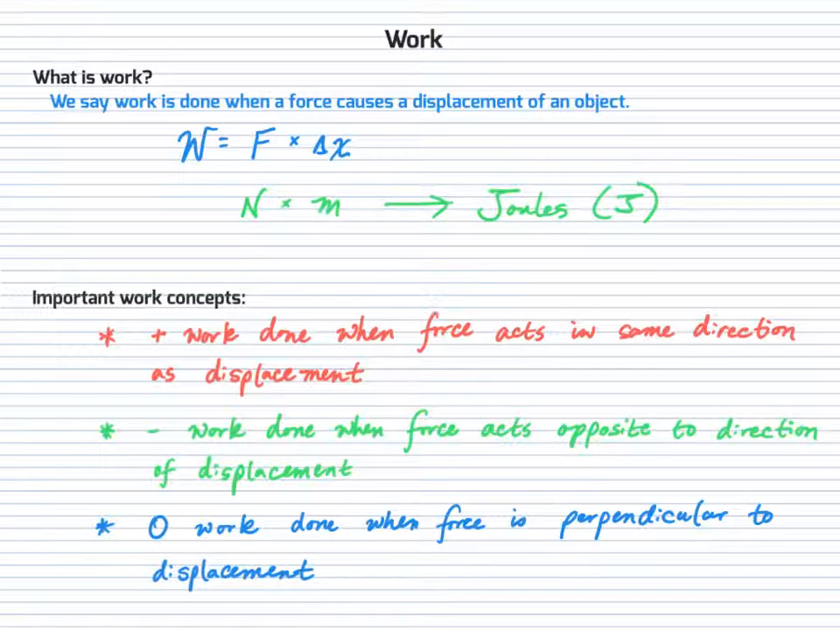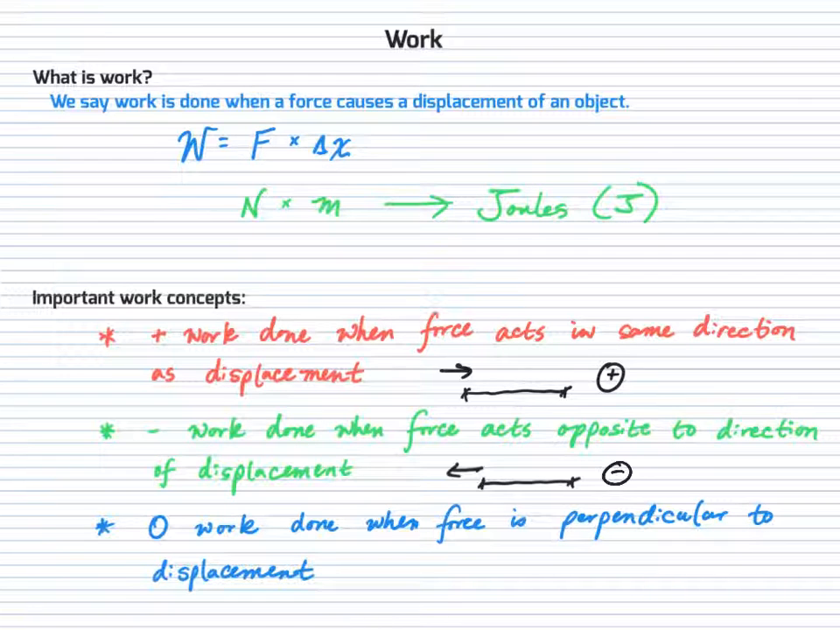The first is that positive work is done when the force acts in the same direction as the displacement. So if we have a force being applied this way, and that object is being displaced in that same direction, that's positive work. Next, we have negative work, done when the force acts opposite to the direction of the displacement. So if we have a force acting back this way, and some displacement going to the right here, then that is negative work being done.